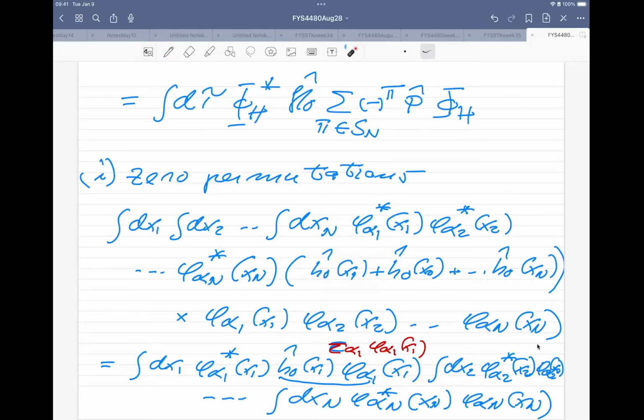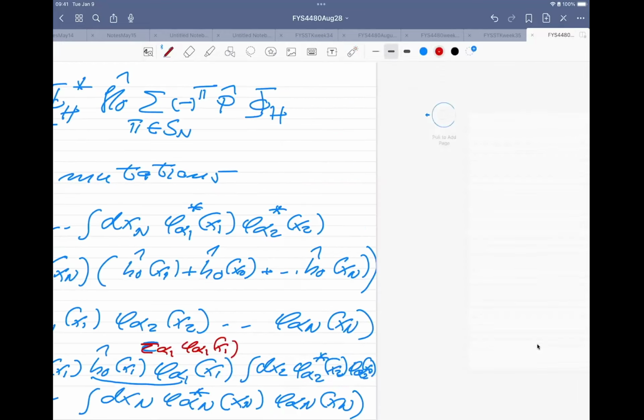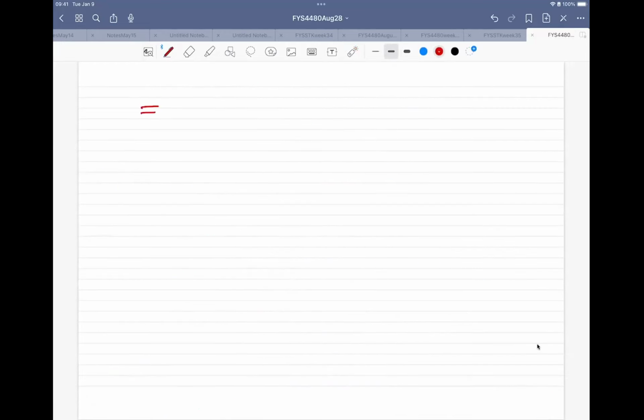Then it's pretty obvious that I don't need to write down what happens with x2, x3, and so on. So this term, when we collect everything, gives us a sum from i equal 1 up to n of epsilon alpha i. So that's a collection of single particle energies.